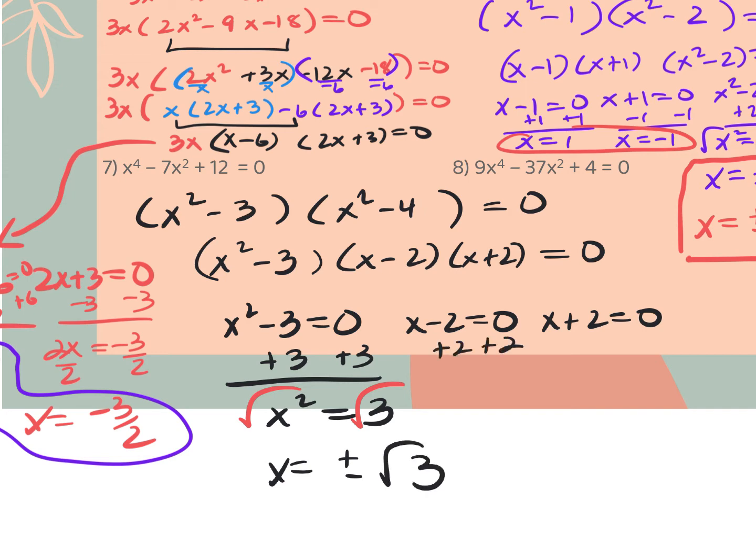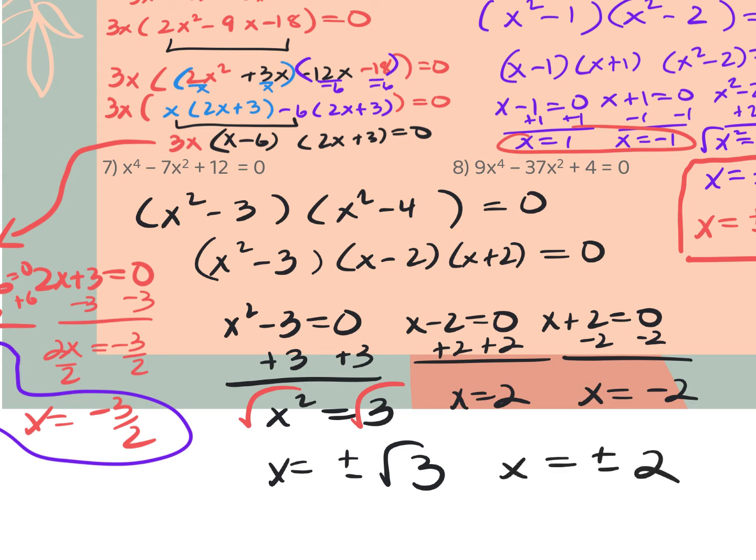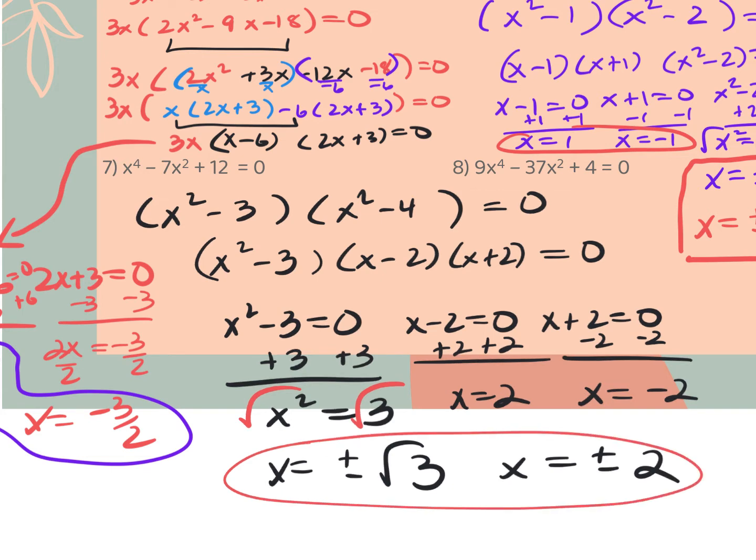Here I'm going to add 2. X equals 2. Subtract 2. X equals negative 2. So again, if you want to just put it as plus minus, here are your 4 solutions. But again, WebAssign is going to make you pull it apart.